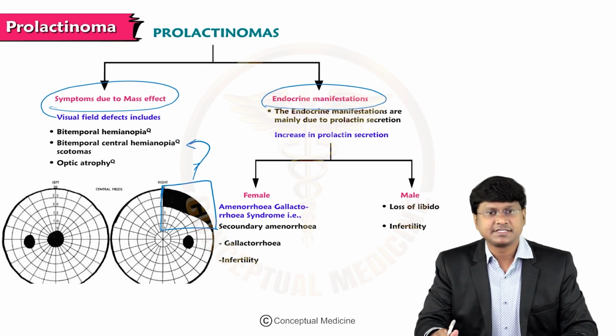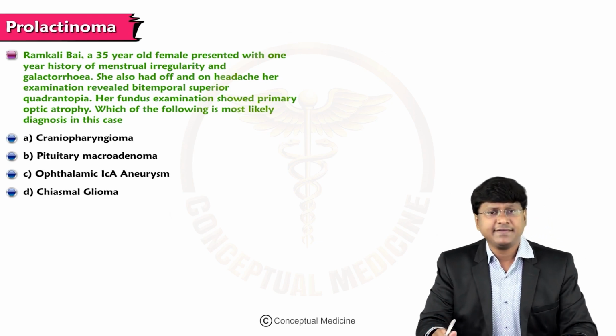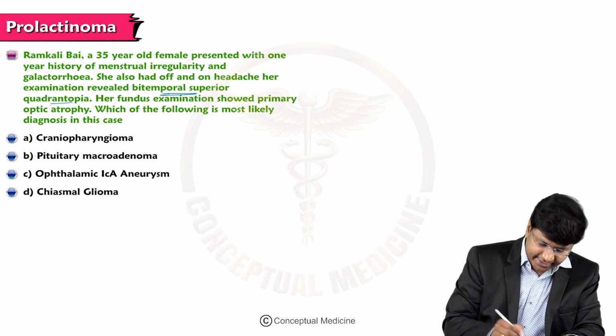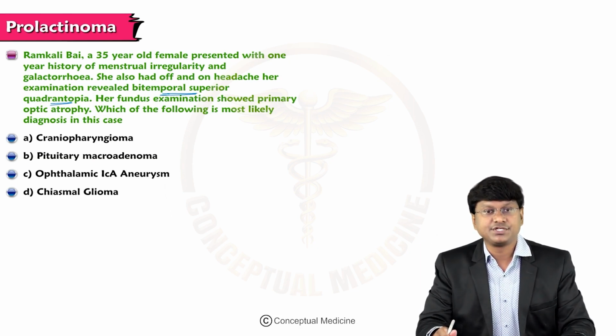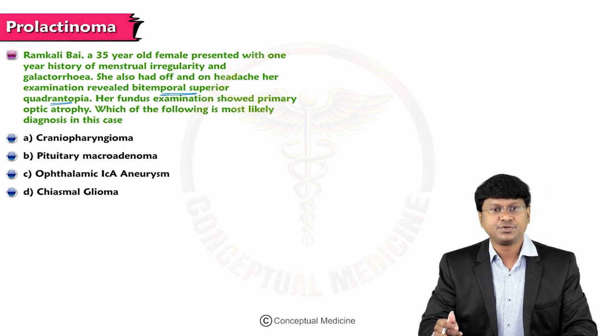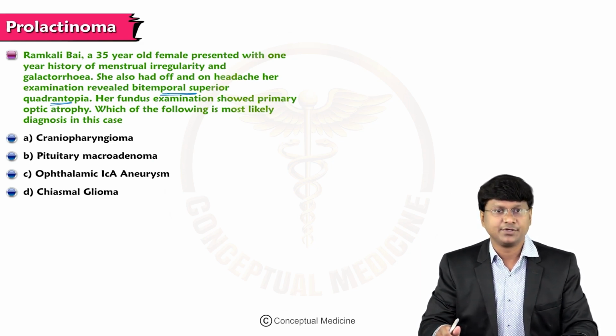Now, after having discussed the clinical scenario of prolactinoma, I'll just ask you one more question. We have a 35-year-old female presenting with a 1 year history of menstrual irregularity and galactorrhea. She also has on and off headache, and her examination revealed bitemporal superior quadrantanopia. Her fundus examination showed primary optic atrophy. Which of the following is the most likely diagnosis in this case? The options are craniopharyngioma, pituitary macroadenoma, ophthalmic artery aneurysm, chiasmal glioma.